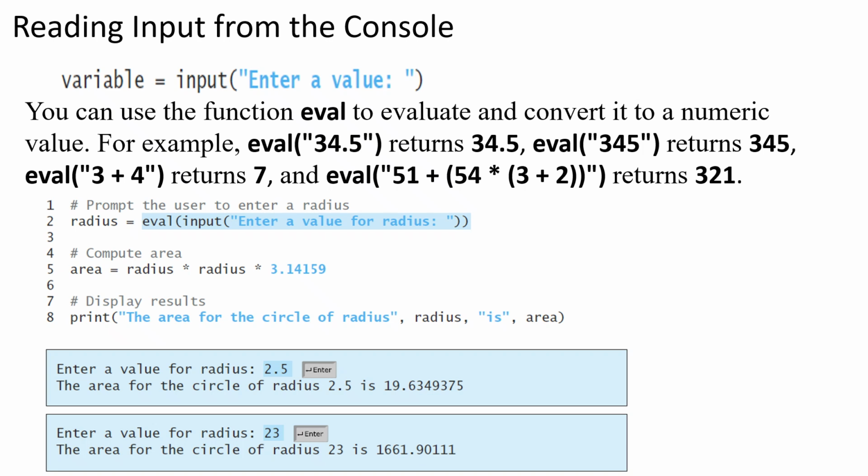Eval of "345" returns 345. Eval of "3 + 4" returns 7. Eval of a mathematical expression like "51 + 54 * 3 + 2" returns 321. So the eval function is used to evaluate and convert a string into a numeric value. By default, everything is a string in Python, so if you want to convert into a numeric value, you can use the eval function.